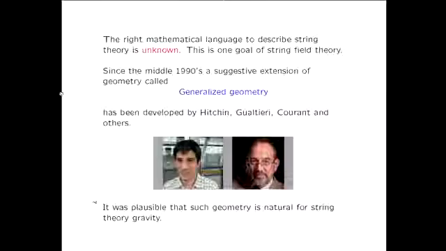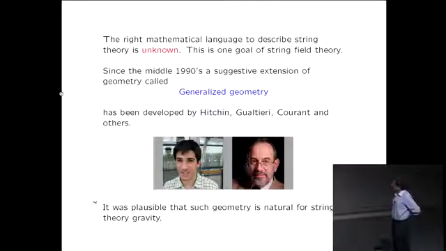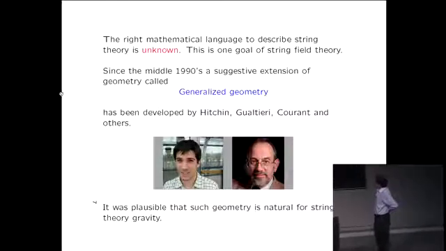Well, the right mathematical language to describe string theory is not known. And I suspect in some way this is going to take a while to totally figure out. In the middle 90s, a suggestive extension of geometry called generalized geometry was developed. Basically, it's the work of Hitchin, the person to the right, and his PhD student Marco Gualtieri, who's a professor at the University of Toronto now. Those were people that did much of the work, and there's another person from Berkeley, a student of Einstein, a mathematician. His name is Courant. This is not the Courant of the book Courant and Hilbert, but a younger Courant, and he invented a tool that is very important that we're going to talk about today.